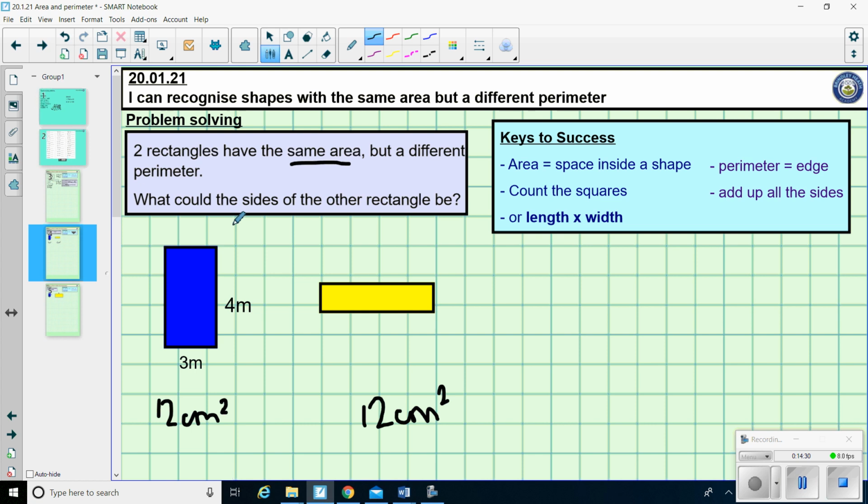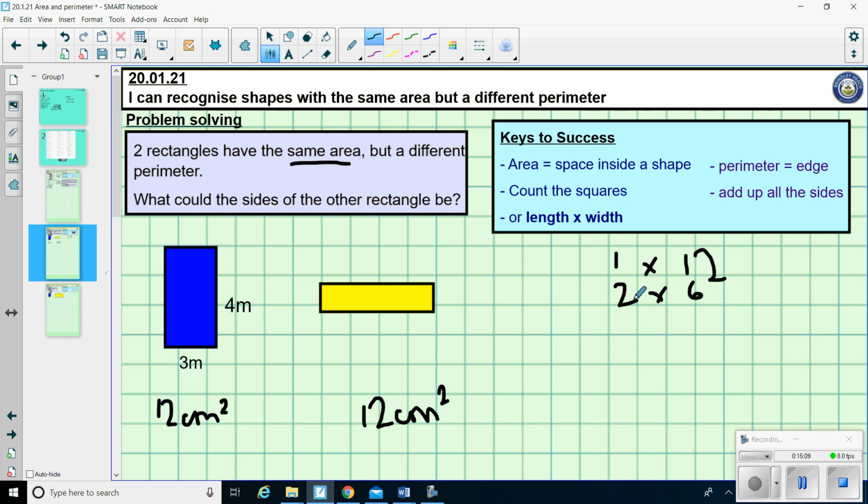But they've got a different perimeter. Right, so the length of the sides must be 2 numbers that times together to give me 12. So let's think about what options we could have then. We could have 1 and 12. We could have 2 and 6. We could have 3 and 4, but we've already got that for our blue rectangle, so they're going to be different, aren't they? What else could we have? We could have 4 and 3, but that's the same as that. We could have 6 and 2, but we've already got that one written down. And we could have 12 and 1, but we've already got that one written down.